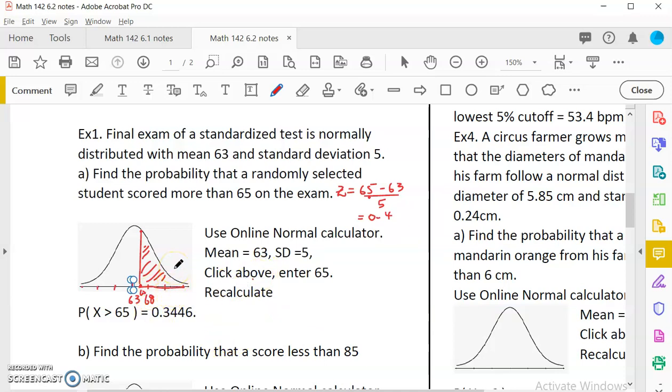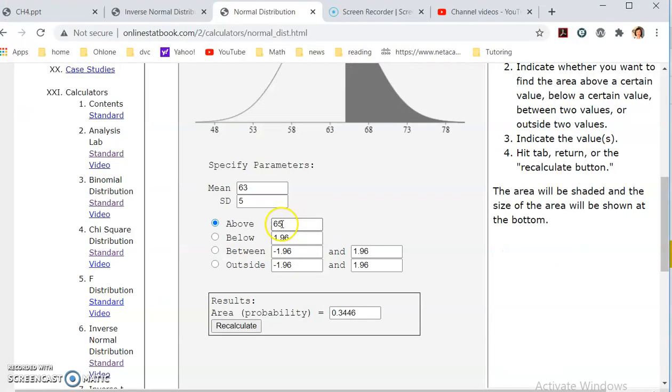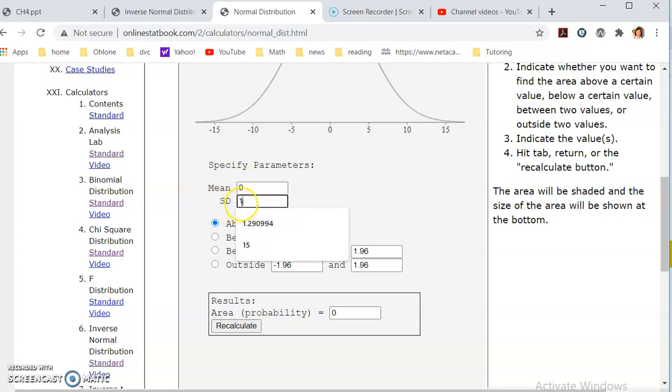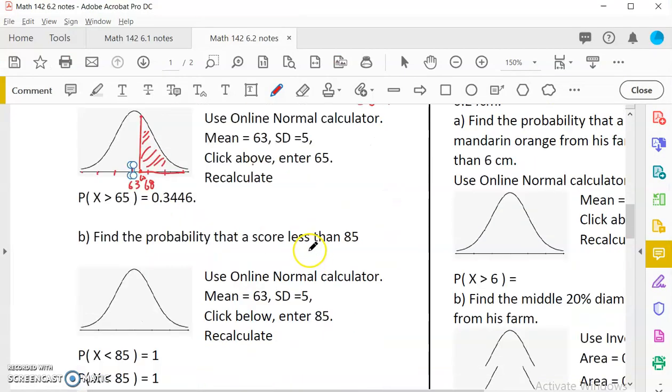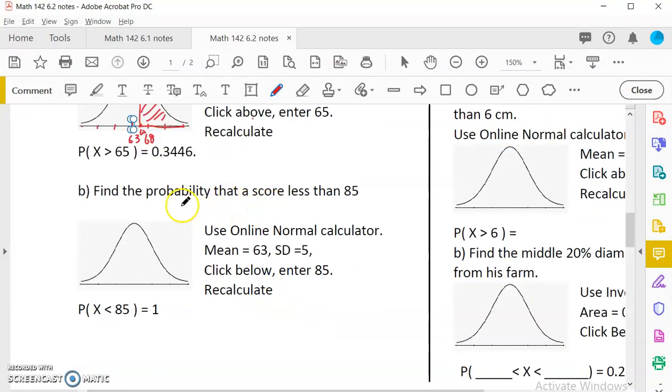Now we can also use the z-score to do 0.4. So see if it's the same. So if the z-score is 0, 1, and then would be above 0.4. Recalculate 0.3446. They're exactly the same. So the graph is different, but the area is the same.